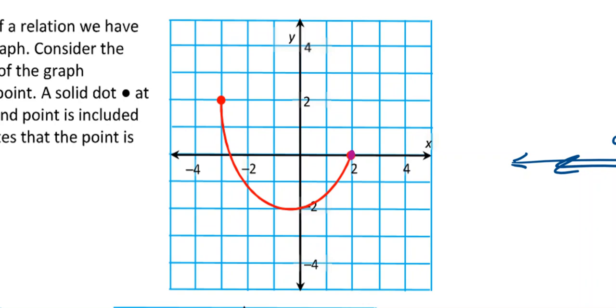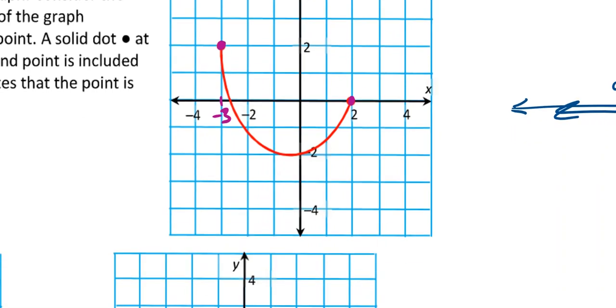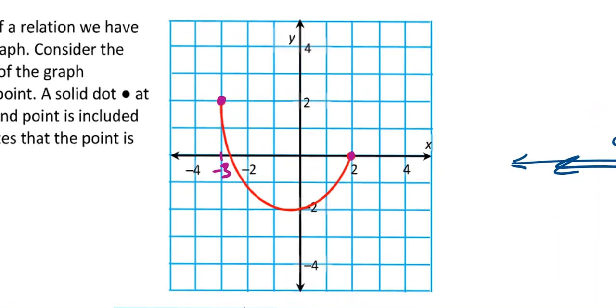What about x equal to -3? Is that one allowed? It is, because it's a solid dot there, so that one's also allowed. That x value would have a y value of 2, but that x value is allowed. So it looks like we could say that x has to be between -3 and 2. That's going to be our domain: any number for x as long as it's between -3 and 2. You guys kind of see that?